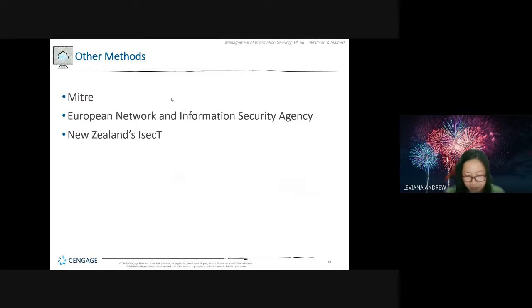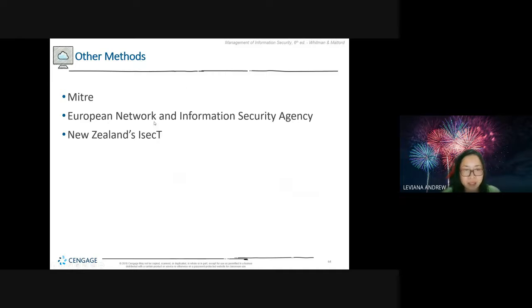Other methods, we use Mitre. Mitre is a non-profit organization designed to support research and development groups that have received federal funding. So Mitre presents a risk management plan that uses a 4-step approach. Number 1, risk identification. Number 2, risk impact assessment. Number 3, risk prioritization analysis. And number 4, risk mitigation planning.